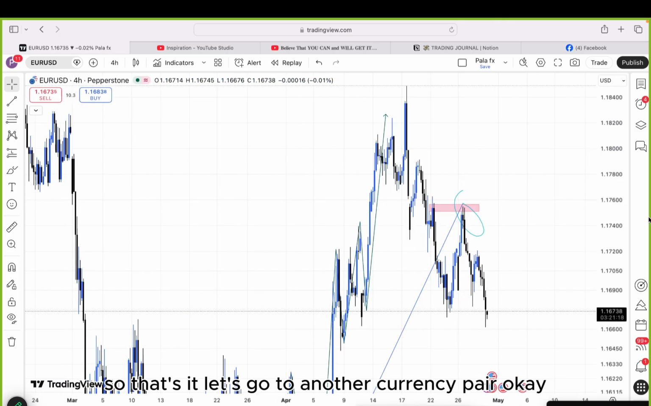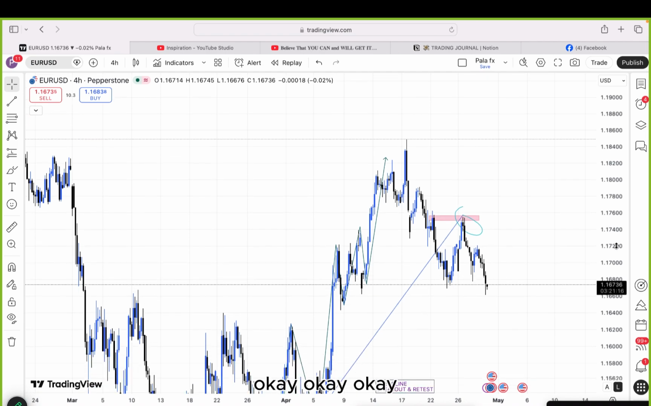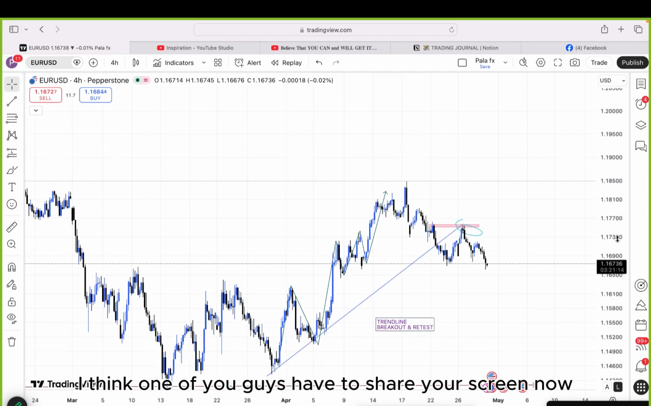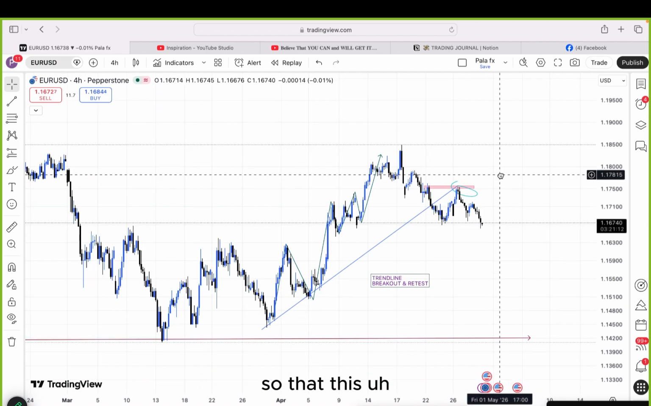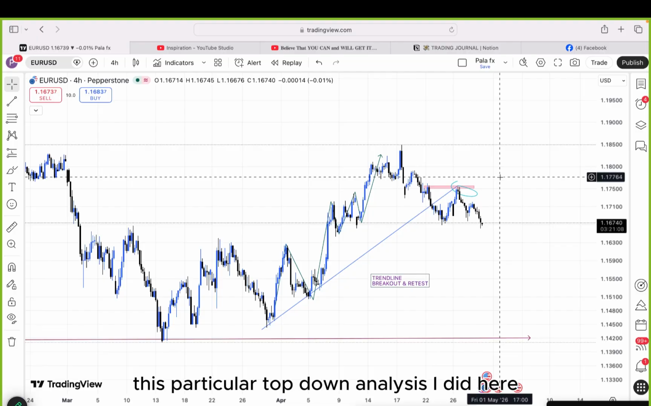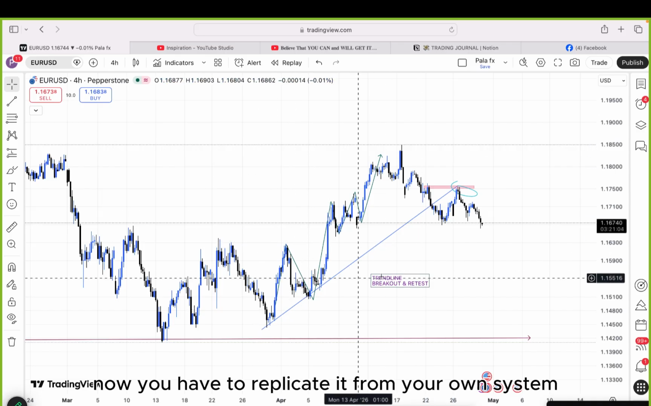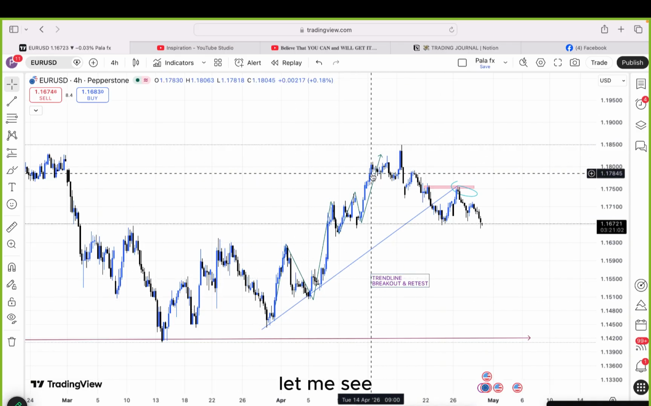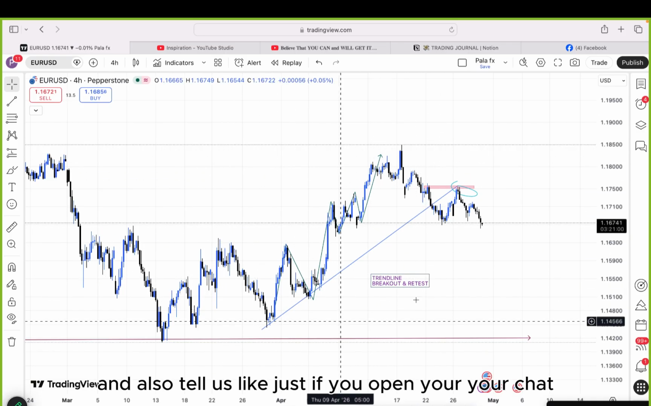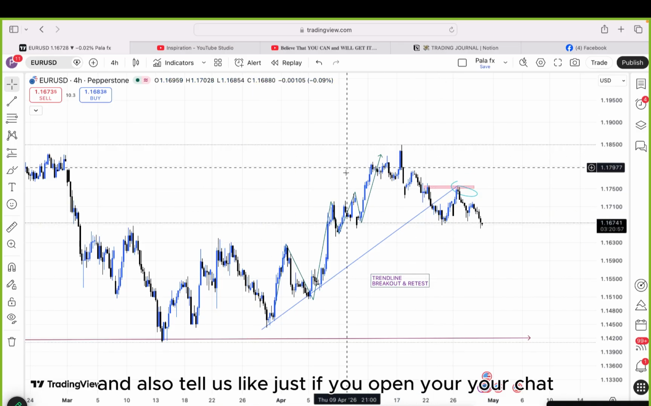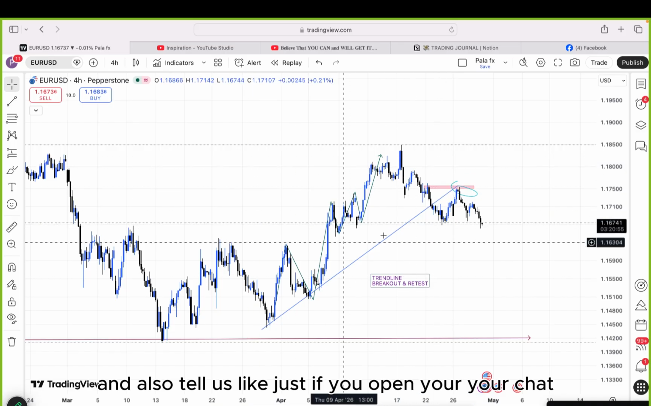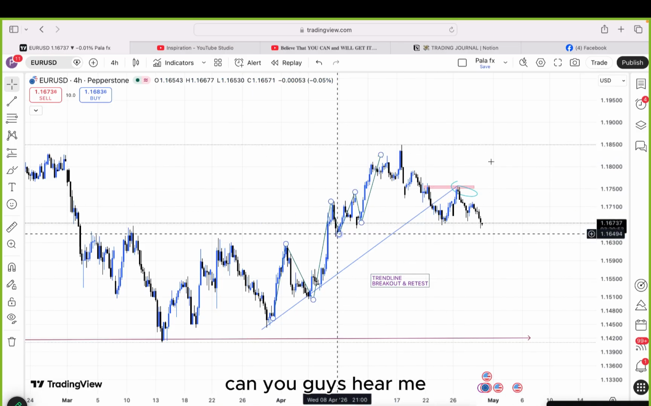Let's go to another currency pair. I think one of you guys has to share your screen now, so that this particular top-down analysis I did here, you have to replicate it from your own system. Let me see. And also tell us, if you open your chart, can you guys hear me?